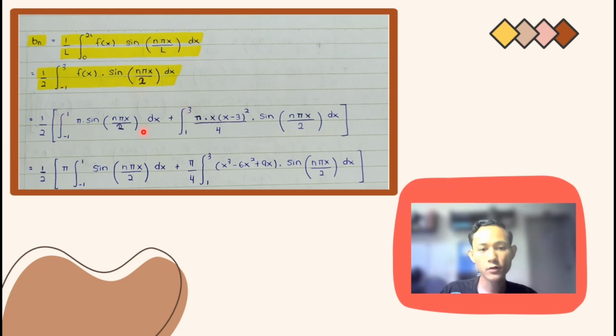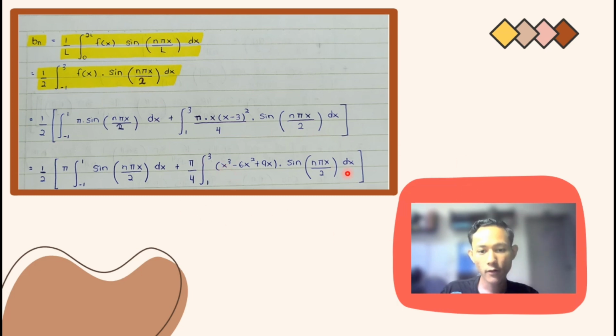So we substitute the function into this formula, which is 1 over 2, integral from negative 1 to 1 of pi sin(n pi x over 2) dx, plus integral from 1 to 3 of pi over 4 times (x minus 3) to the power of 2 times sin(n pi x over 2) dx. So we bring the constants out of the integration, pi and pi over 4.